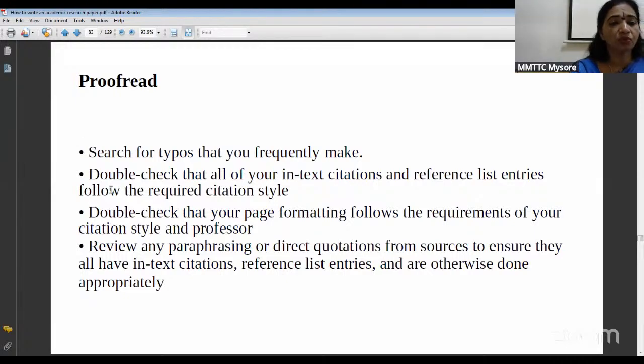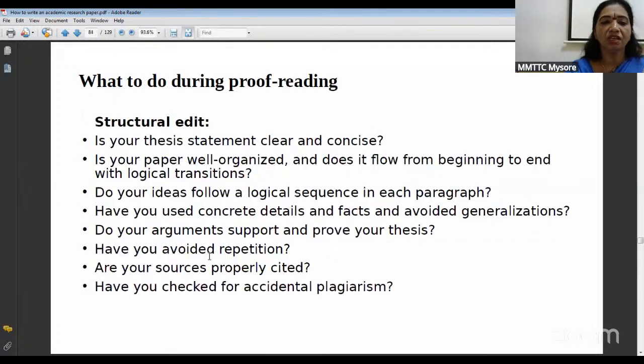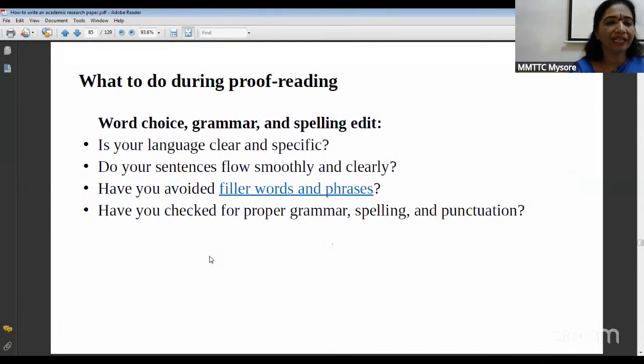Search for the typos that you frequently make and double check that all of your in-text citations and reference list entries follow the required citation style. Double check that your page formatting follows the requirements of your citation style and professor. You should check these things with the professor. Finally, review any paraphrasing or direct quotations from sources to ensure they all have in-text citations. Finally, you also have to do a plagiarism check.